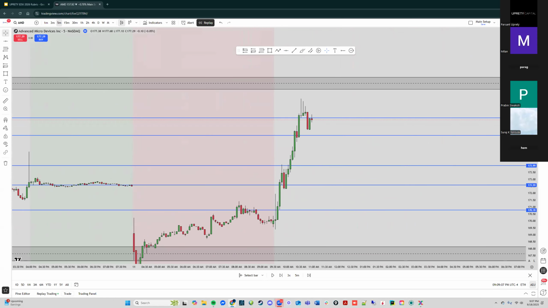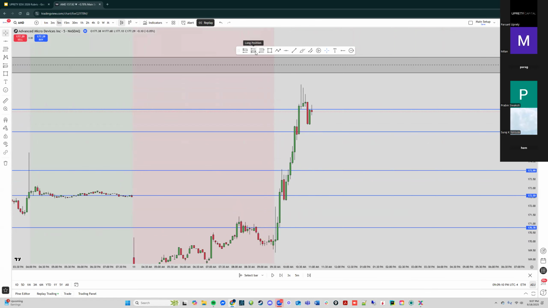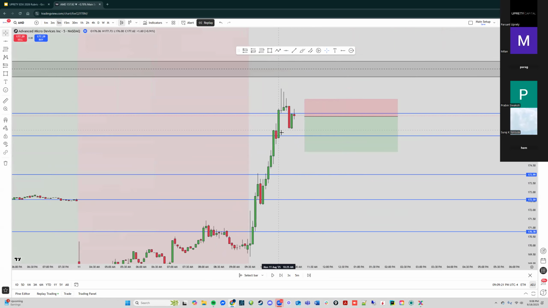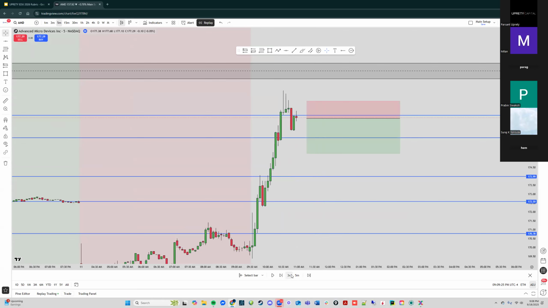Okay, I'm going to go ahead and say short here. Okay, I'm going to target a 1-2 risk reward. Okay, I'm aware that there's a support level here, but once again, I'm looking for an imbalance. I don't know if we're going to get it. Let's see. Okay, so we end up going to profit.